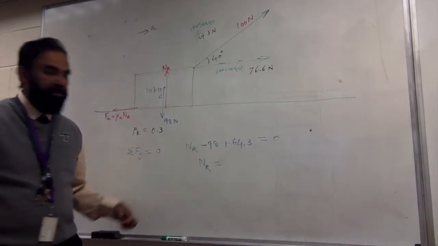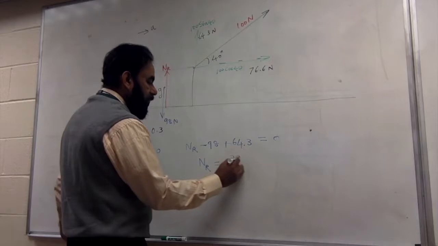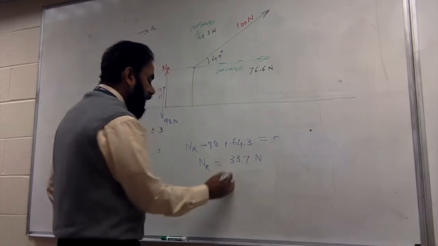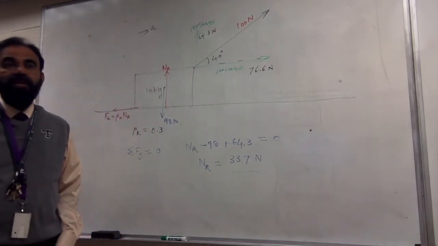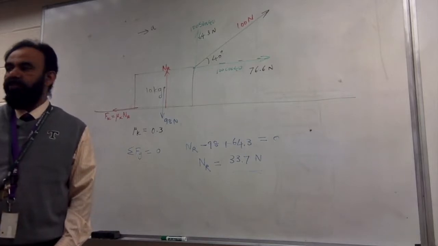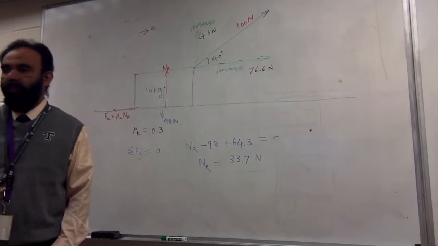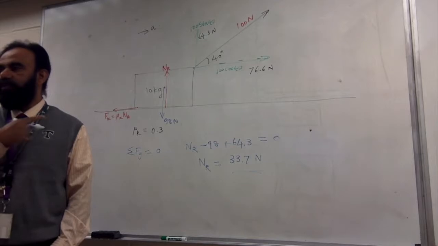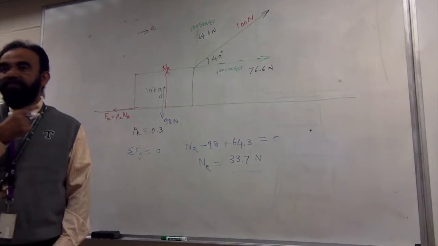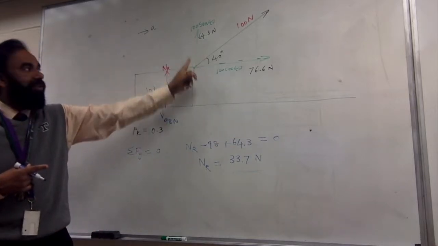$33.98 minus how much? 33.7. 33.7 newtons. That's what you'll get NR as. So unlike earlier problems where you just blindly took NR as the weight, you can't jump to the conclusion here. You understand? Because this thing can contribute a little bit upward.